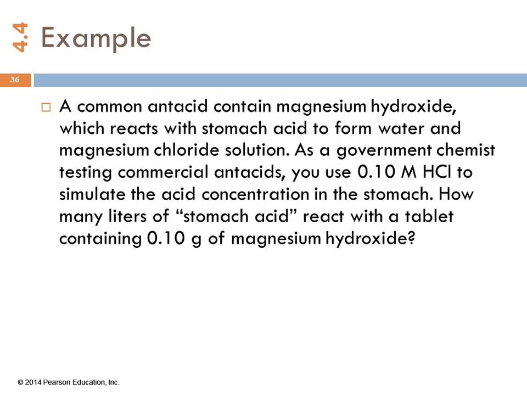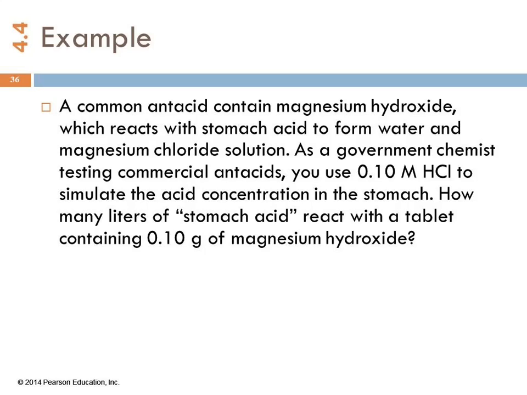We need a chemical reaction for this. So magnesium hydroxide reacts with stomach acid. And it says we're using HCl to simulate the acid in the stomach. Stomach acid is mostly HCl, but this is telling us to use HCl. So I'm going to write my equation up here on the top because I have to conserve some space.